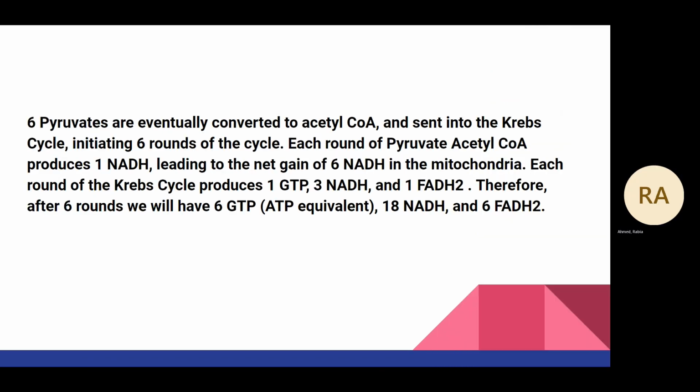So the second one is 6 pyruvates. This is still the answer to that question, the ones that are in bold. 6 pyruvates are eventually converted to acetyl-CoA and sent into the Krebs cycle, initiating 6 rounds of the cycle. Each round of pyruvate to acetyl-CoA produces 1 NADH, leading to the net gain of 6 NADH in the mitochondria. Each round of the Krebs cycle, or the citric acid cycle, produces 1 GTP, 3 NADH, and 1 FADH2. Therefore, after 6 rounds, we will have 6 GTP, which is equivalent to ATP, 18 NADH, and 6 FADH2.